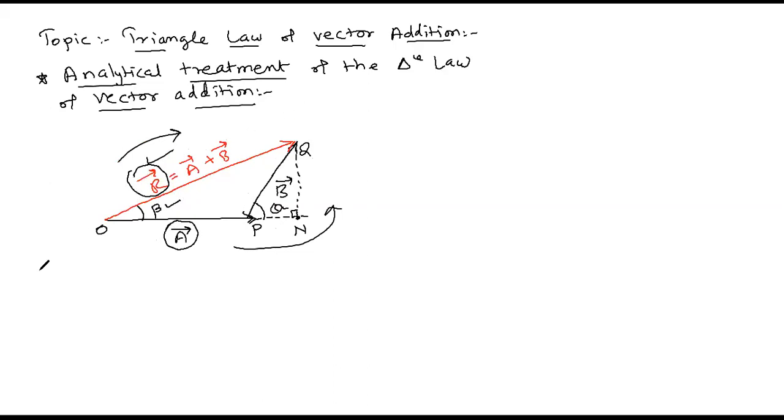So the first thing is the magnitude of the resultant R. We have to find it. Now what I have made in this figure, I have drawn a perpendicular from this point Q to OP produced up to the point N. Then this angle QPN is theta.